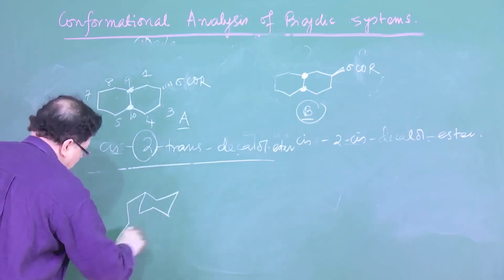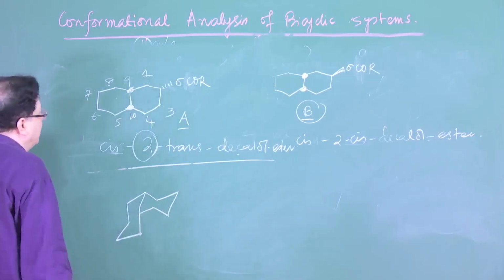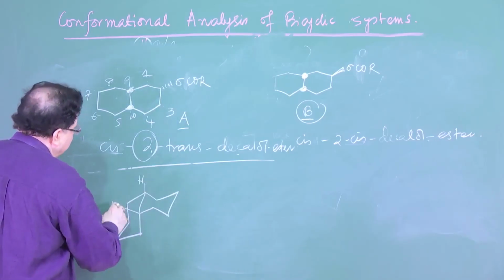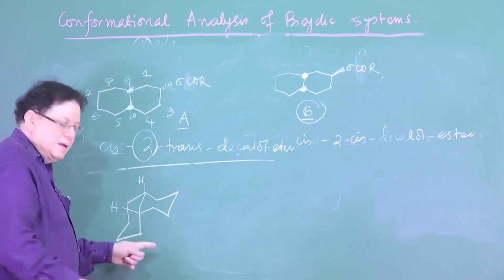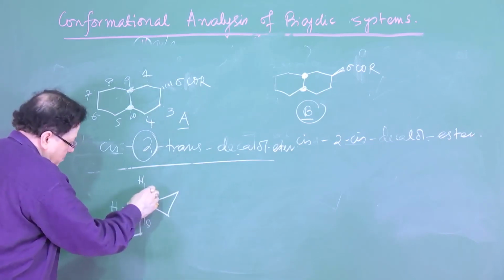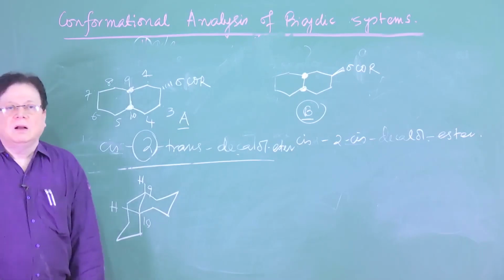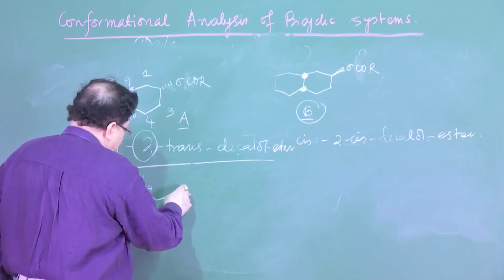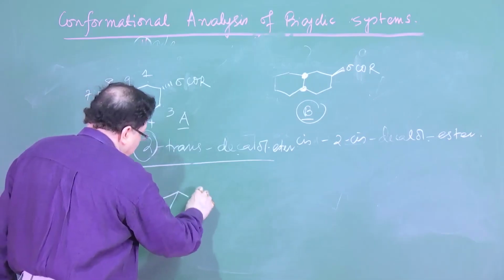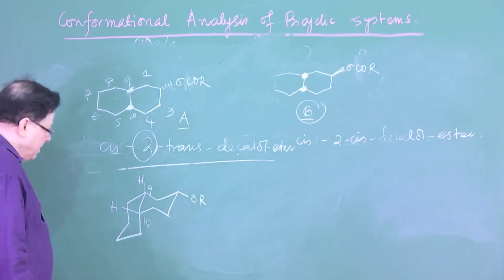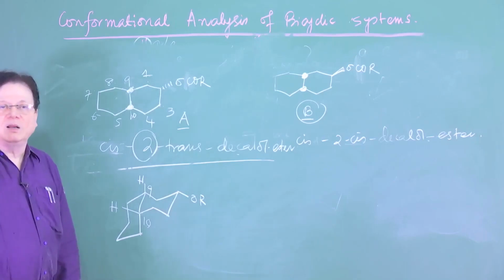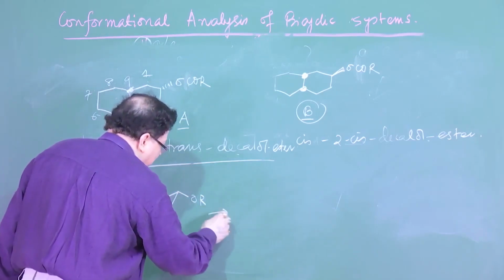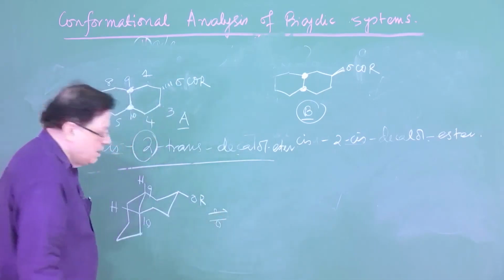Like this. So, this is your 9. So, this is the 9 hydrogen, this is your 10 hydrogen, 9 and 10, okay, and now the OH. Okay. So, this will be the, or not OH, we are having OR. Okay. So, this is one conformation. What is the other conformation? The other conformation is the flip form. Okay. It is the flip form.